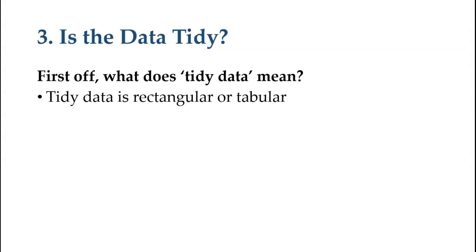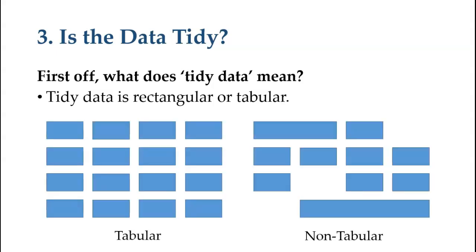Okay, so we imported our data, or loaded our data. We explored our data. Now we need to know if our data is tidy. But what is tidy data? Tidy data is data that is rectangular or tabular, where all the rows have the same information for all the columns. So it's rectangular, like you don't have any missing piece of information.